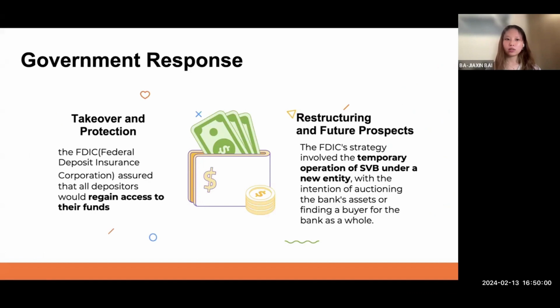So let us see how the government responds to this difficulty. Firstly, the government chose to protect the interests of the clients. The FDIC assured that all the depositors will regain access to their funds. Secondly, the FDIC chose to restructure SVB, which faced the crisis of bankruptcy. The FDIC's strategy involved the temporary operation of SVB under a new entity, with the intention of auctioning the bank's assets or finding a buyer for the bank as a whole.